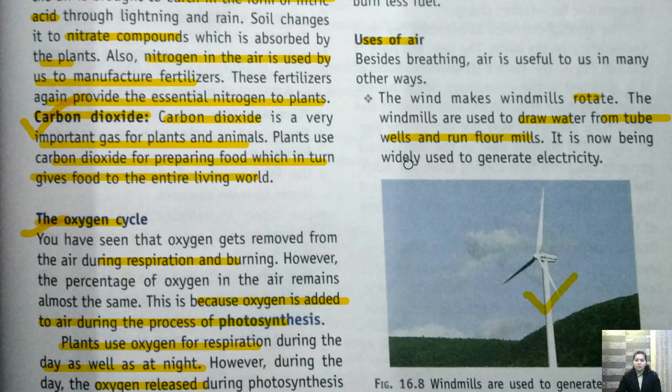Okay, it is now being used widely to generate electricity. Nowadays, children, windmills are used to generate electricity. होता क्या है? Windmill है, उसमें blades लगे होते हैं like this. There are 3 blades. इसको हम blades बोलते हैं.